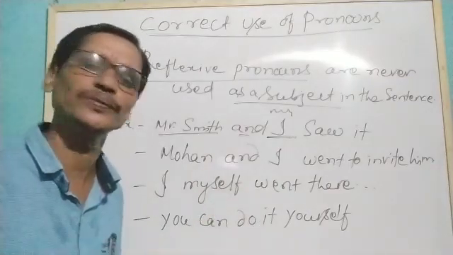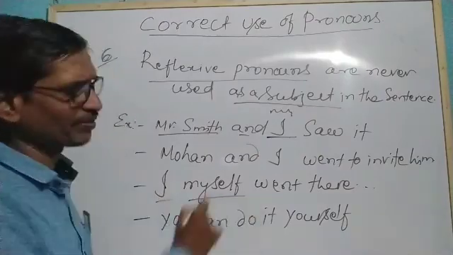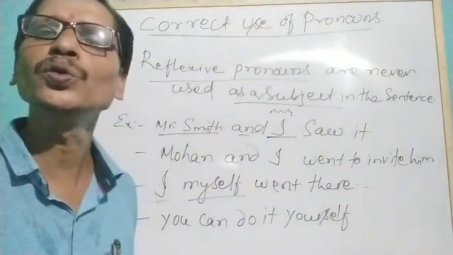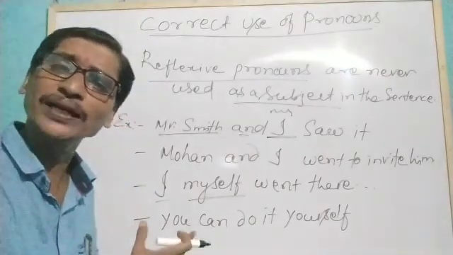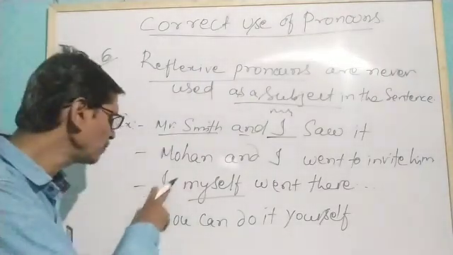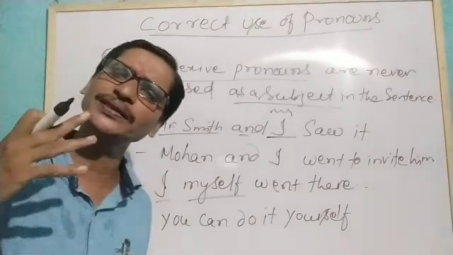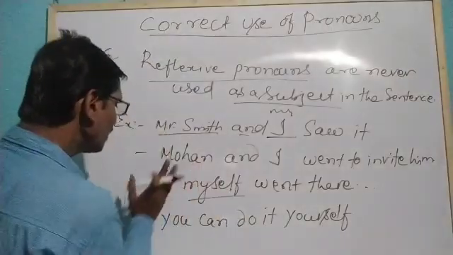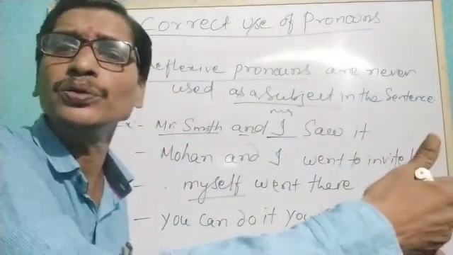Is normal. Similarly, you see, I myself went there to see the picture. I myself. You see, this can be correct. But here is already the subjective form. Immediately after that, we use the reflexive form. It's okay. It's acceptable. But we cannot write "myself went there to see the picture."